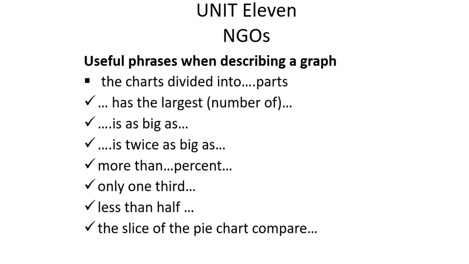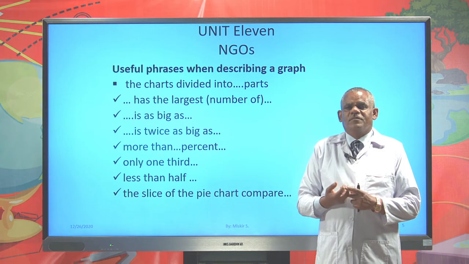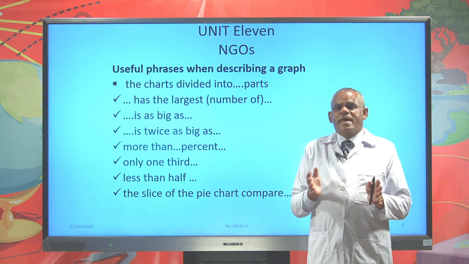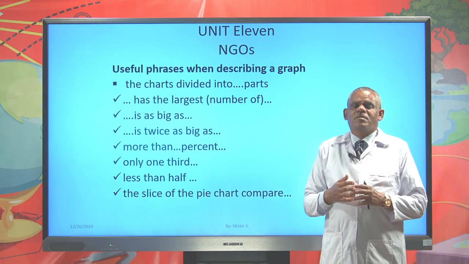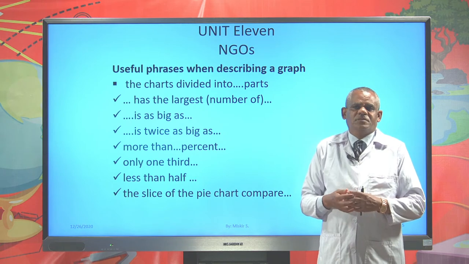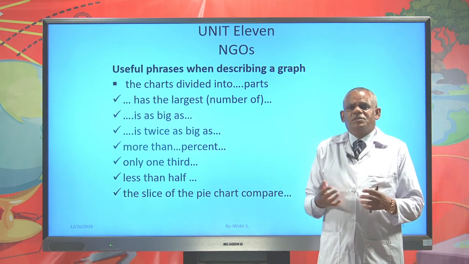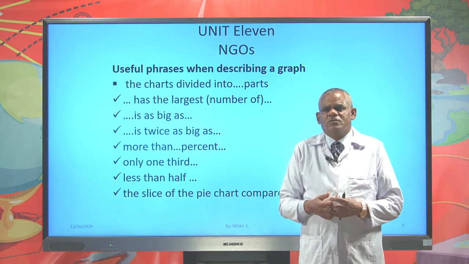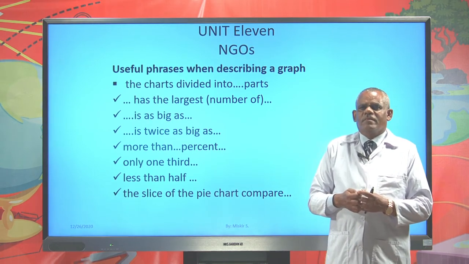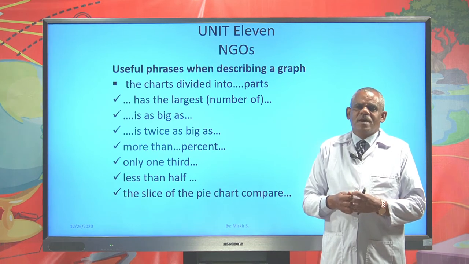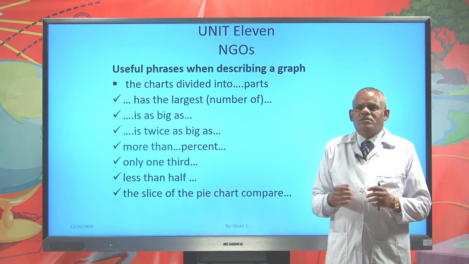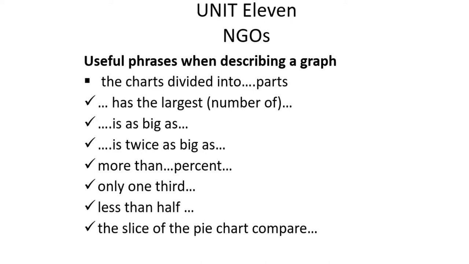Similarly, blank has the largest number of blank. You see, there is an expression here. Take for instance, Nigeria has the largest population in Africa. What we give more emphasis here is how these expressions are important to talk about a graph, to talk about comparison. So these two spaces imply this one: blank is as big as blank.